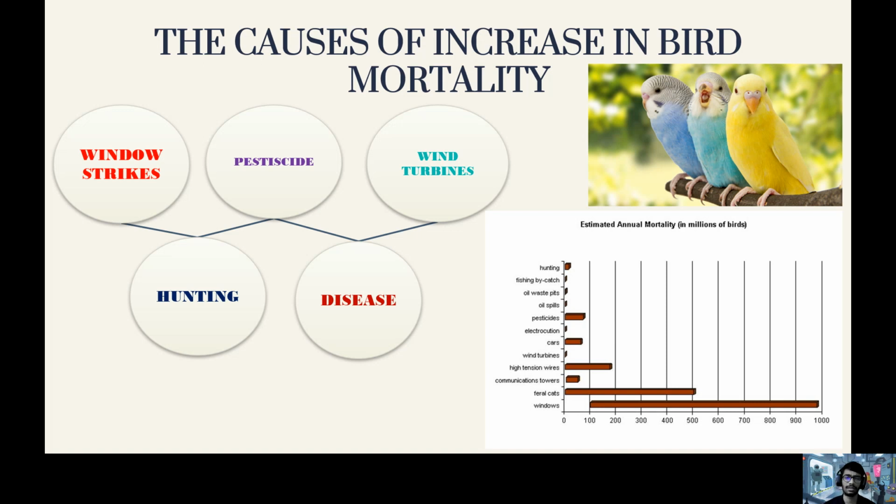So the causes of the increase in bird mortality. Number 1 is window strikes. Window strike is categorized as collisions. Window strikes are estimated to kill 97 to 976 million birds per year. Millions of houses and buildings with their billions of windows pose a significant threat to birds. Birds see the natural habitat mirrored in the glass and fly directly into the window, causing injury and in 50% or more of the cases, death.